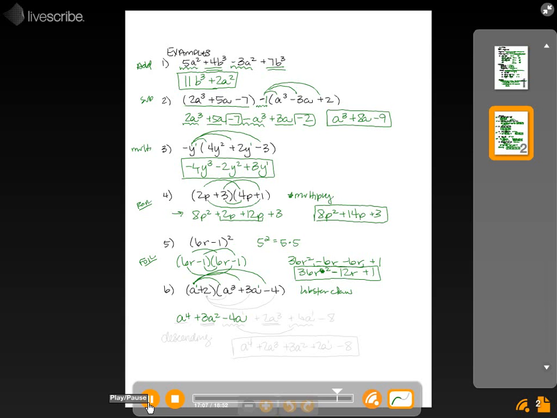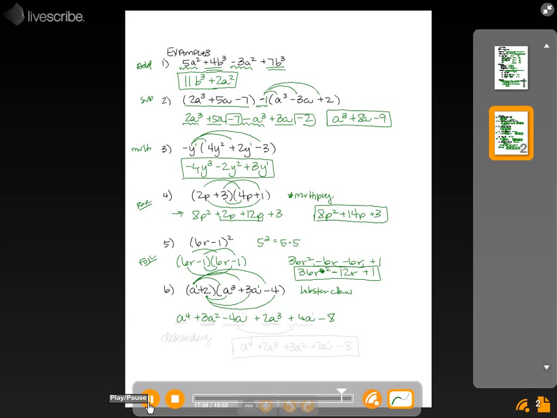Now the second part is that we have to take the second term in our binomial, and we've got to multiply it to each term in the trinomial. So we're going to do 2 times a cubed, which would be 2a cubed. 2 times 3a to the first. Okay, we multiply the 2 times the 3, that's 6a to the first. And then the last one, we have 2 times a negative 4. Now make sure you multiply that again. Don't add and subtract. 2 times negative 4, well, that's negative 8.